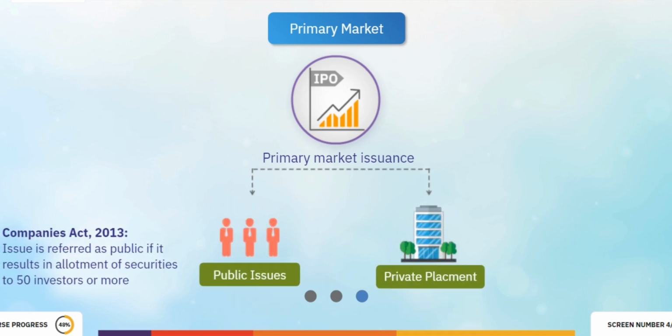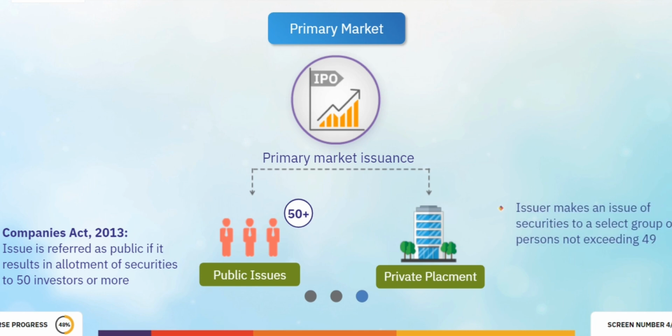Under Companies Act, 2013, an issue is referred to as public if it results in allotment of securities to 50 investors or more. However, when the issuer makes an issue of securities to a select group of persons not exceeding 49, and which is neither a rights issue nor a public issue, it is called a private placement.